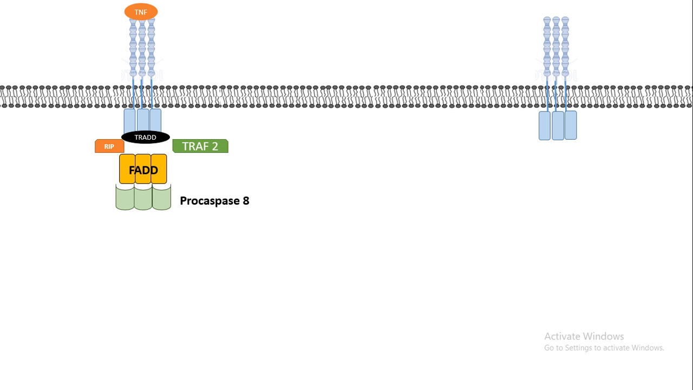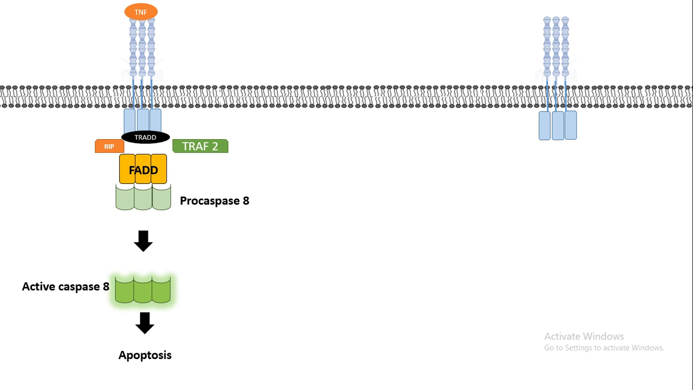Now FADD converts pro-caspase 8 to caspase 8, which is the active form. Once caspase 8 is in active form, it can cleave procaspase 3 to caspase 3. Now caspase 3 is an executioner caspase. Caspase 3 can further cleave downstream a lot of signaling molecules, a lot of proteases, which would ultimately cleave the nucleic acid in the nucleus and the cytoskeletal framework of the cell. Ultimately, it would program the death of the cell.